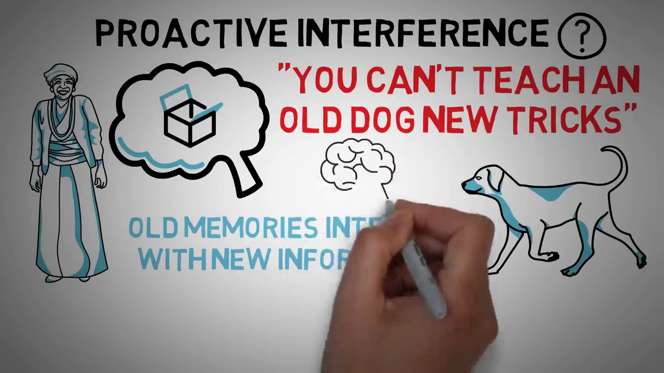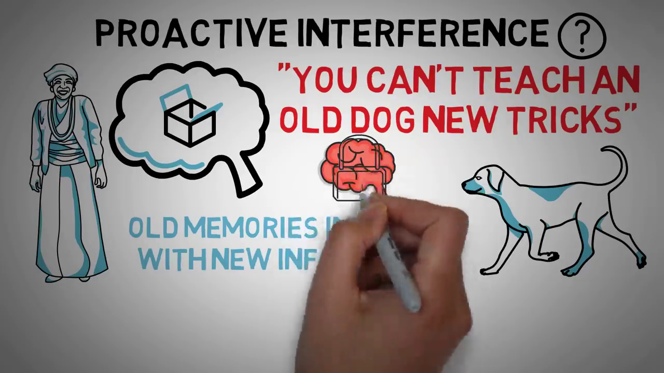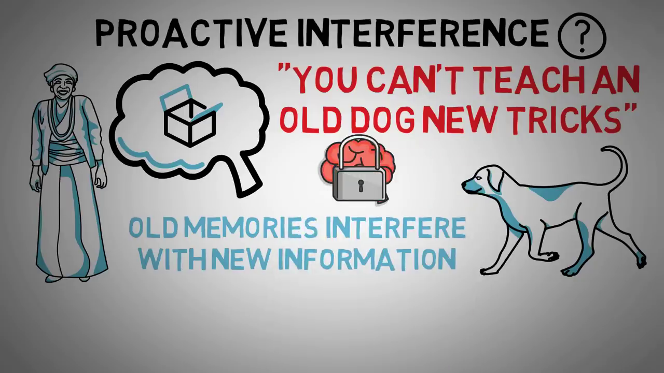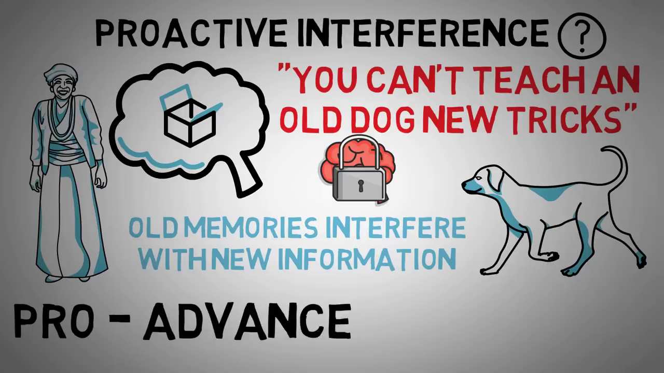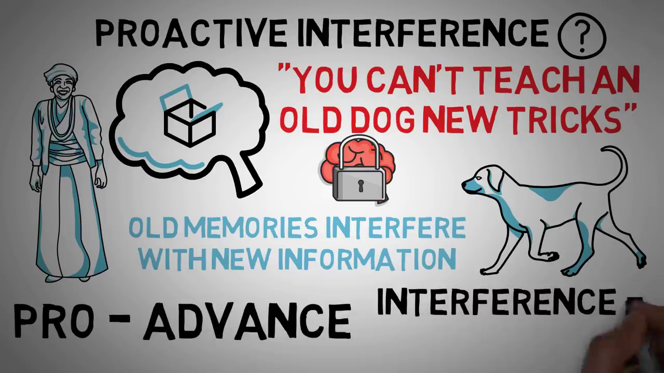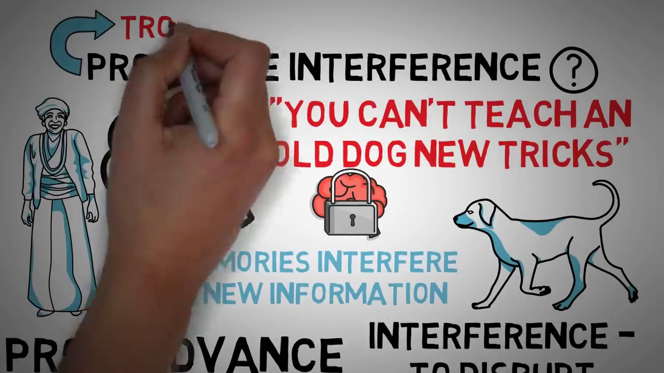Psychologists theorize that it's difficult to create a new memory that actually contradicts or is too similar to older memories. You can remember this because pro means like to advance or something in the future, and interference means to disrupt. So proactive interference means trouble creating future memories.